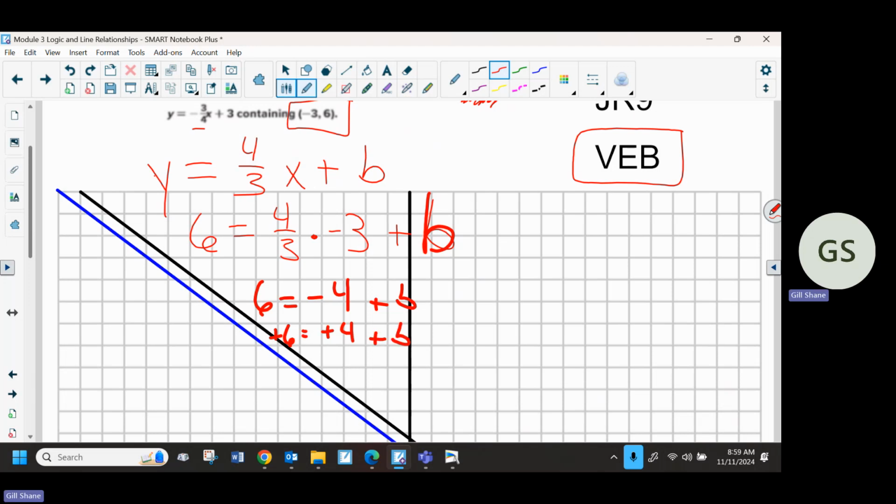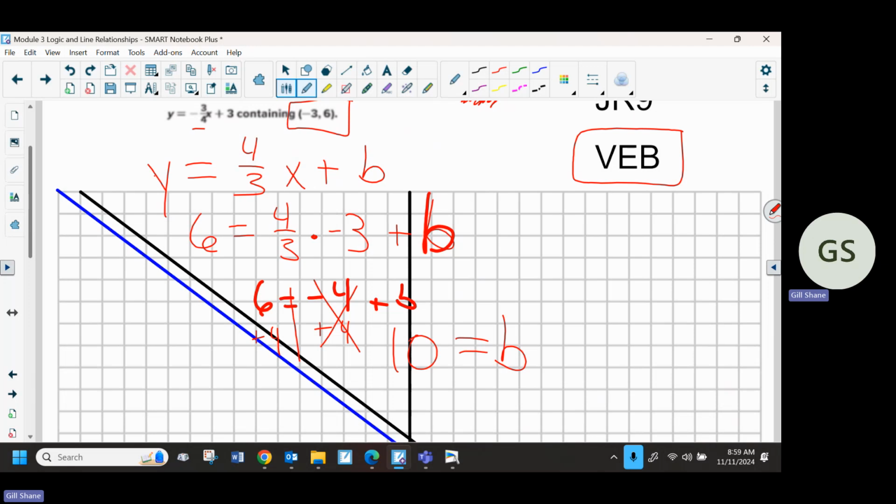Yeah, this is so not the way. Oh, why did I just do that? Hold that thought. I add 4 to both sides. I don't know what I was doing there. So if I add 4 to 6, this goes away. I get b equals 10.